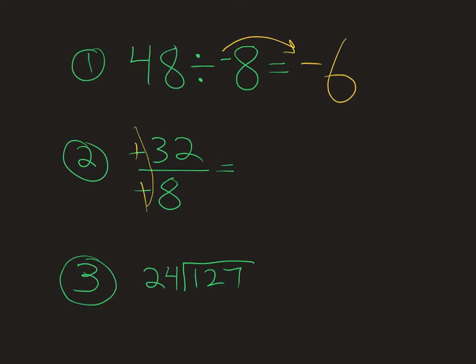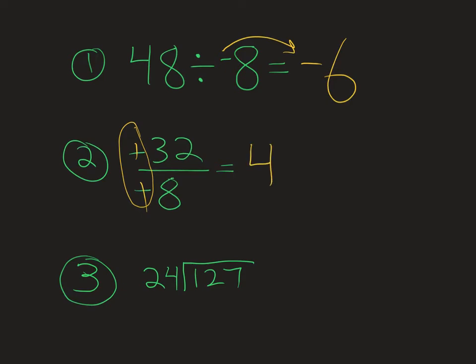Notice that it's just like any other type of division problem. It's a negative, or excuse me, a fraction with 2 negatives. They cancel just like it's division. 32 over 8, 8 will go in 4 times.